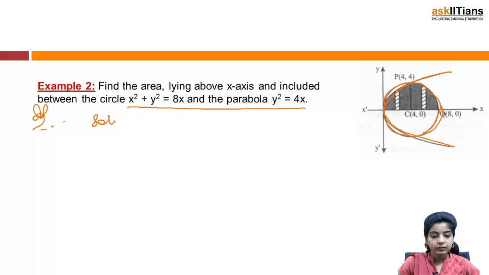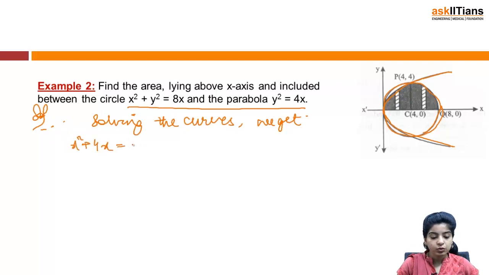So, solving the curves, what do you get once you solve the curves? That x² + 4x is equal to 8x, which means x is 0 and 4. So, they are intersecting at 0 and they are intersecting at 4. Now, required area, now it is clear that we will have to split it up into two parts. We will first find out integral 0 to 4, then we will find out integral 4 to 8.